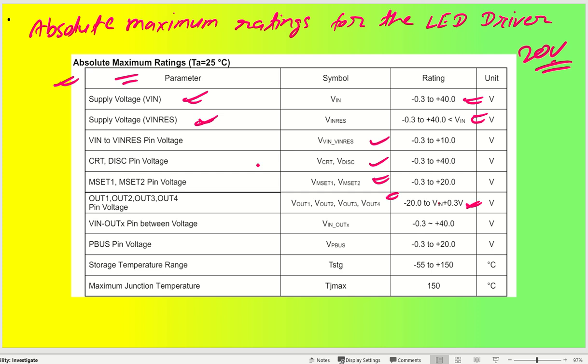Okay, we have P bus, which is going to take up to 20 volt, and we have storage temperature up to 150 degrees centigrade, and the maximum junction temperature is 150 degrees centigrade. Okay, good. So this was the absolute maximum rating, but we should not see this as recommended parameters. The recommended values will be next.